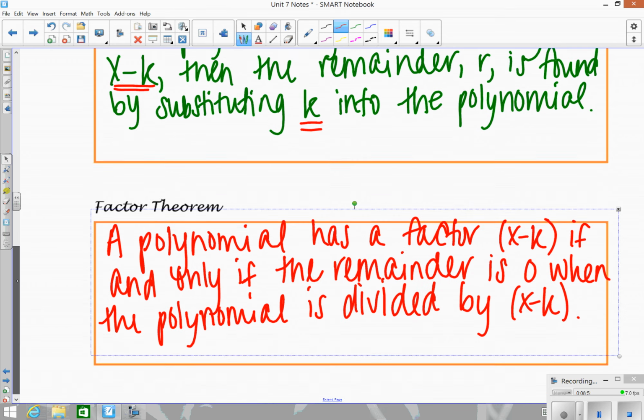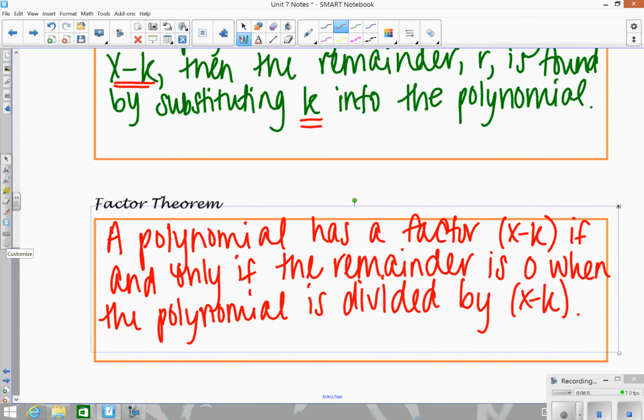Another way of thinking of this is if we combine the two theorems. If we want to determine if some x minus k is a factor, a shortcut would be, instead of actually going through the synthetic division and seeing if you get a remainder of 0, to take k and plug it into the polynomial. If you get 0 when you plug k into the polynomial, that means x minus k is a factor.